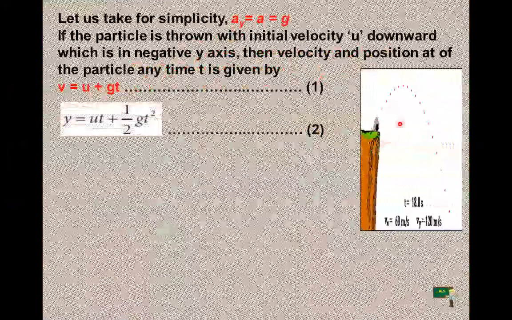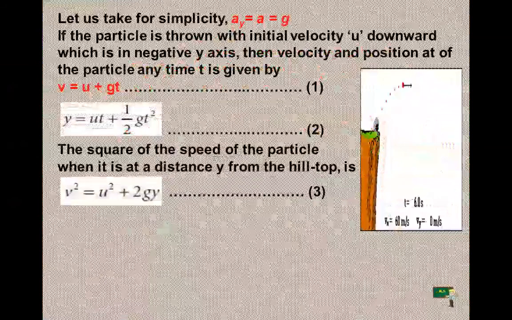Remember, this is the negative y-axis and this is the positive y-axis. y is equal to ut plus 1 by 2 gt square, which is one of our equations of motion. The square of the speed of a particle when it is at a distance y from the hilltop is v square is equal to u square plus 2gy. Instead of a we put g, and instead of s we put y.